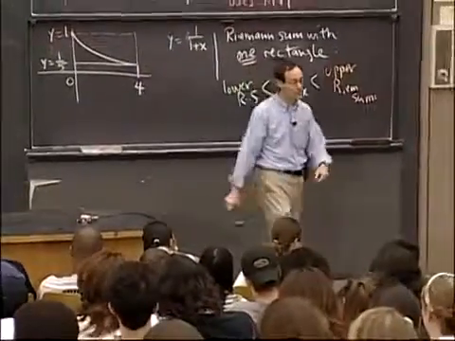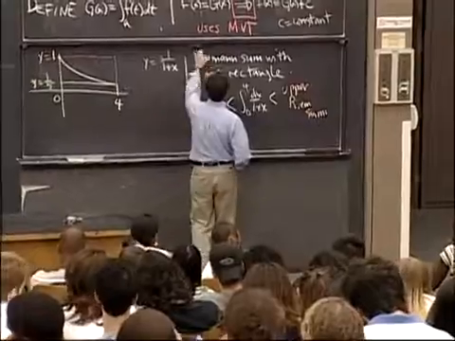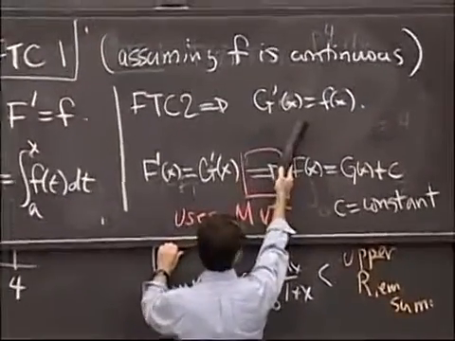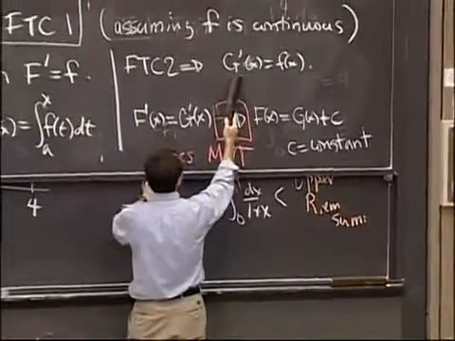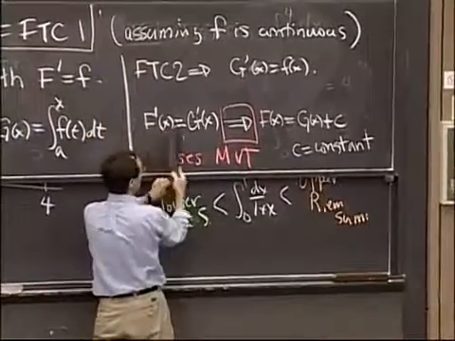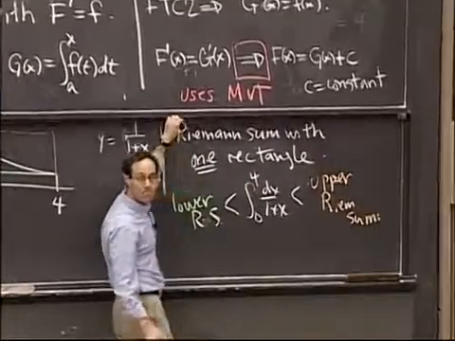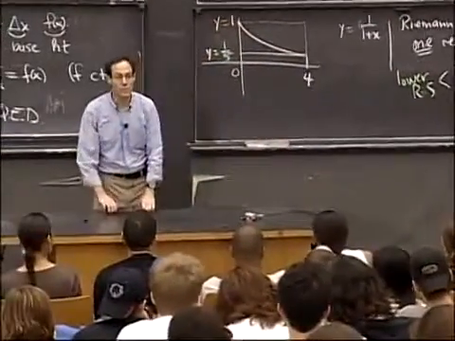Yes? From the fundamental theorem to f prime of x to g prime. The question is, how did I get from here to here? And the answer is that if g prime is little f, and we also know that f prime is little f, then f prime is g prime. Okay? Other questions?